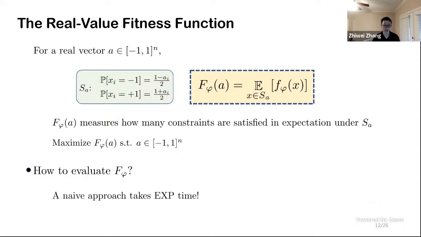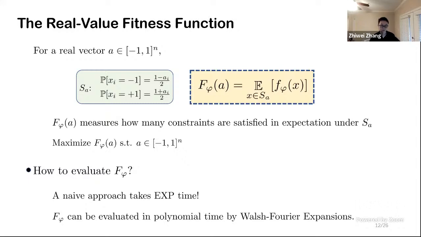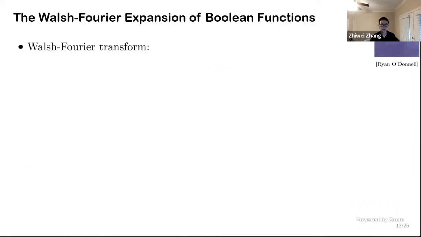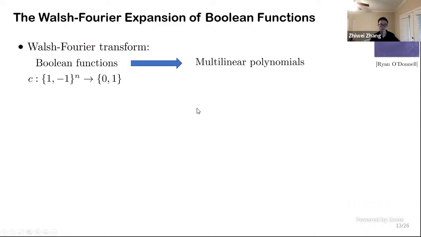A naive approach takes exponential time, of course, but it turns out that this fitness function can be evaluated in polynomial time by the so-called Walsh-Fourier expansion, which I will describe in the next slide. The Walsh-Fourier expansion is the main theoretical technique we are using in our framework. While Ryan has written a remarkable textbook on this topic, I will just give a brief introduction. It is basically a technique which transforms Boolean functions to multilinear polynomials.